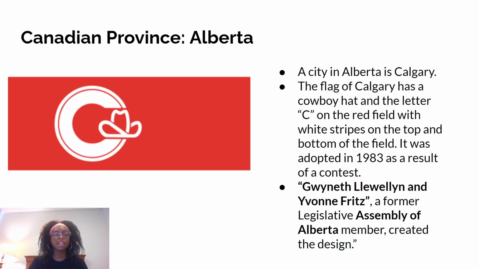Now we have another Canadian province, Alberta. A city in Alberta is Calgary. The flag of Calgary has a cowboy hat and the letter C on the red field with white stripes on the top and bottom of the field. It was adopted in 1983 as a result of a contest. Gwyneth Llewellyn and Yvonne Fritz, a former Legislative Assembly of Alberta member, created the design.